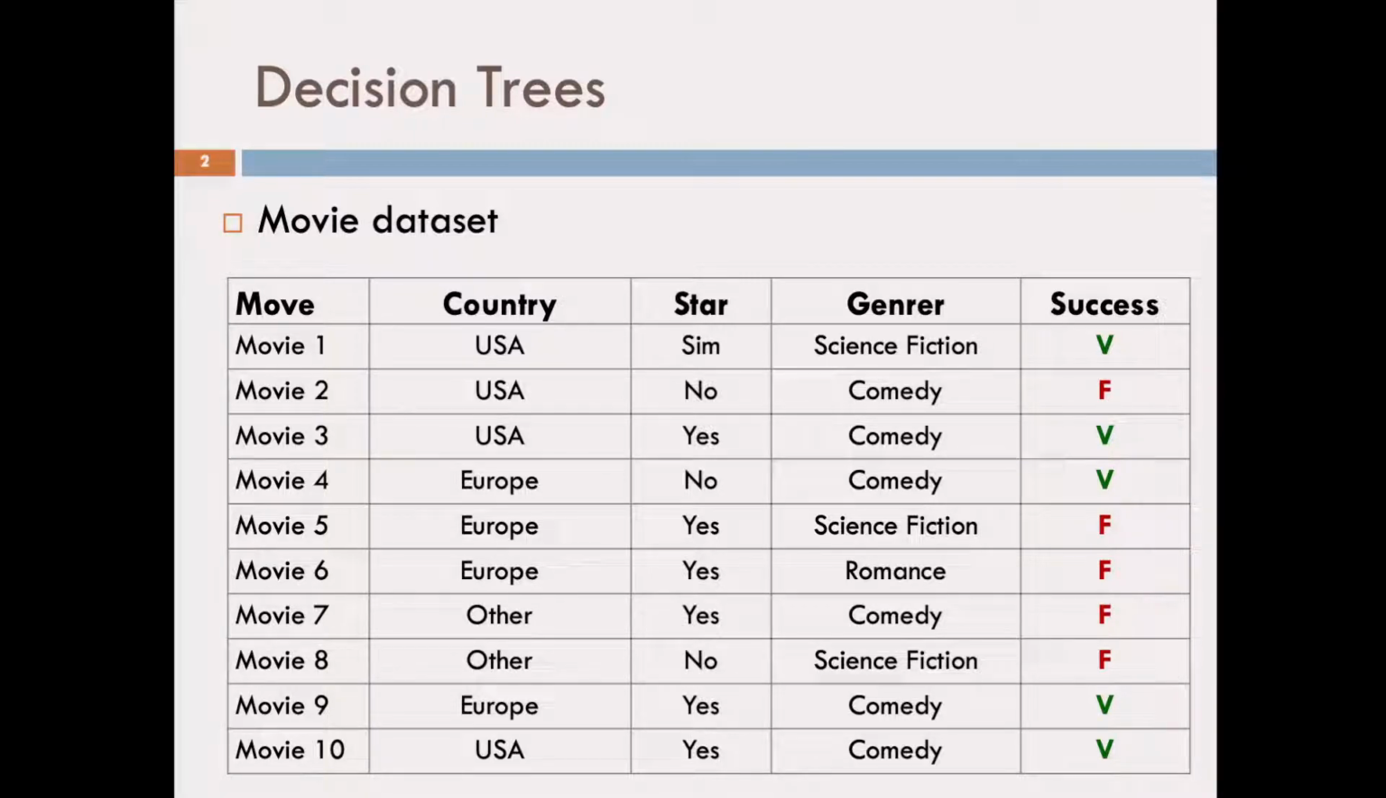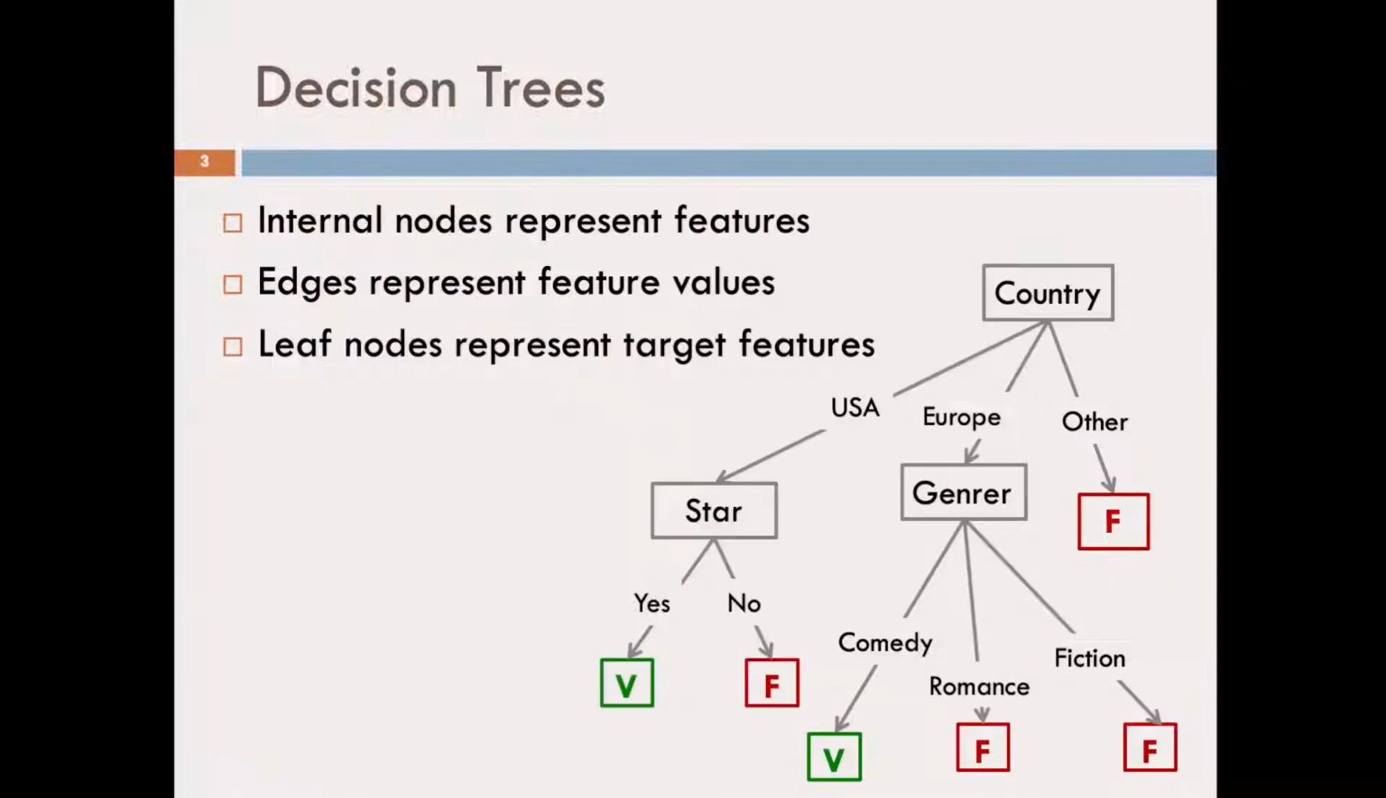So what we want to do is to induce a decision tree in this format, okay? So how do we define a decision tree? The internal nodes represent features, so decisions about a given feature. The edges represent the values of the feature itself, okay? And the leaf nodes represent target features, okay?